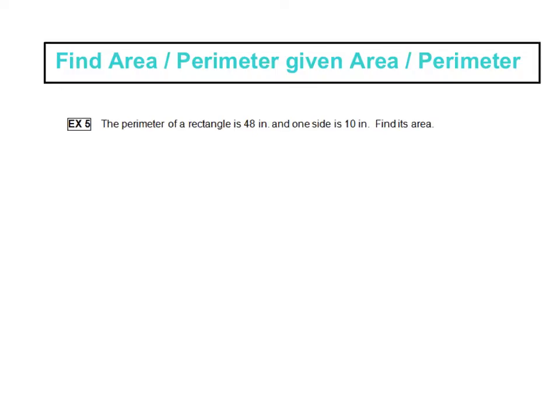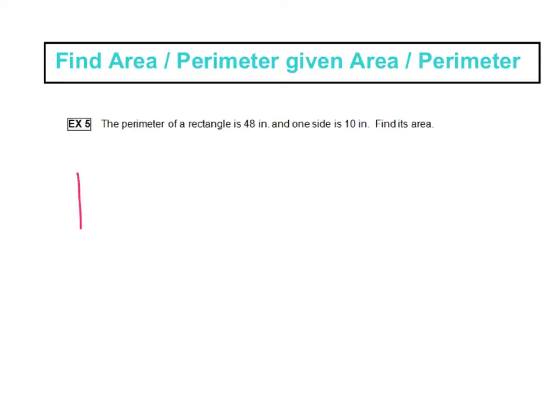Alright, so we're going to look at two examples for this video. First one is the perimeter of a rectangle is 48 inches and one side is 10 inches. Find its area. So if you know the perimeter of a rectangle, how do we find the area?